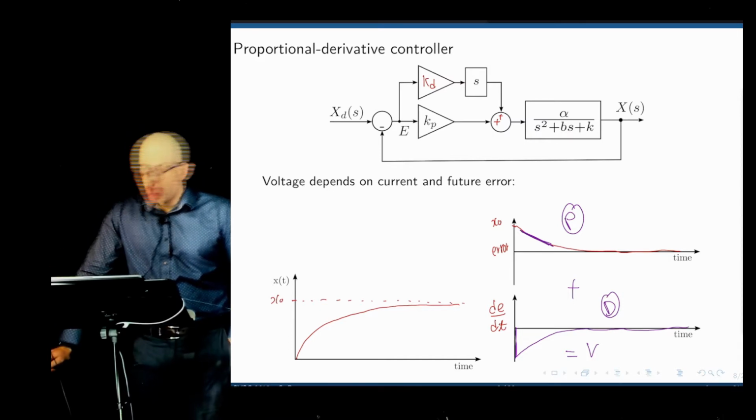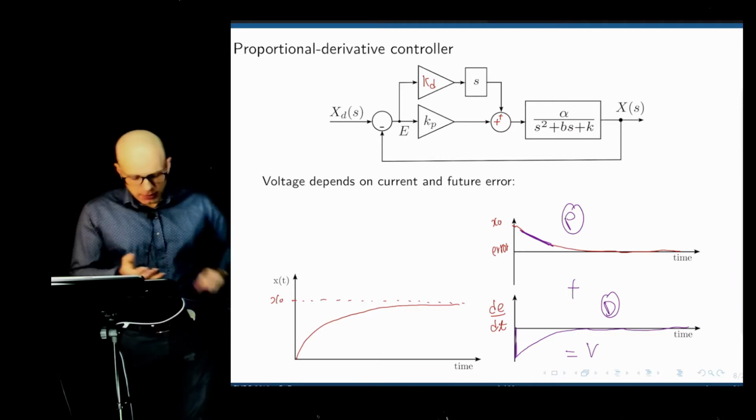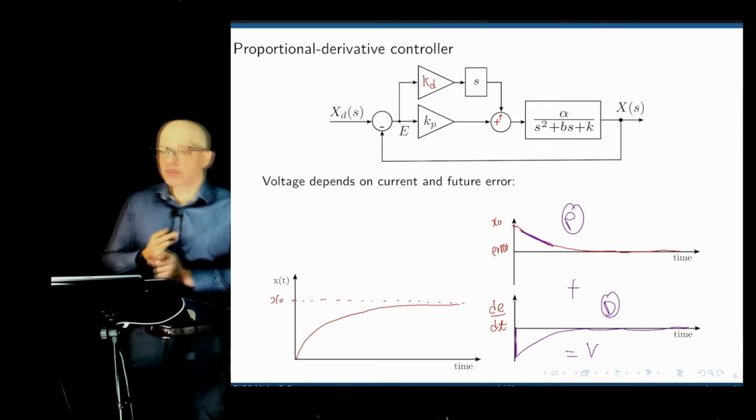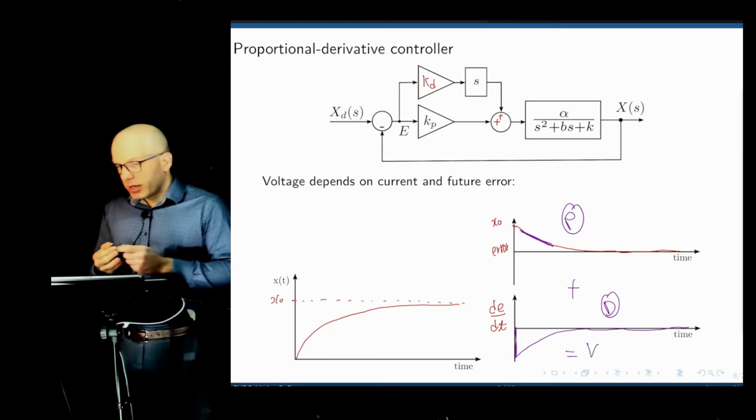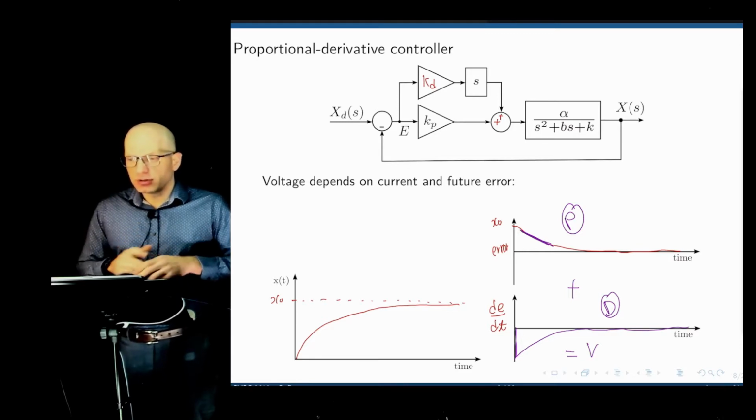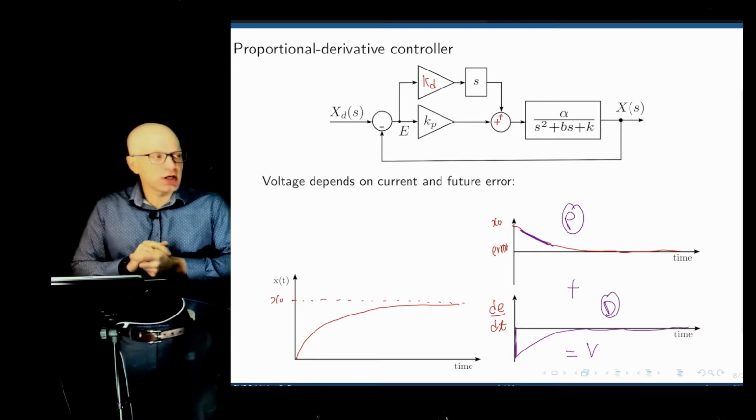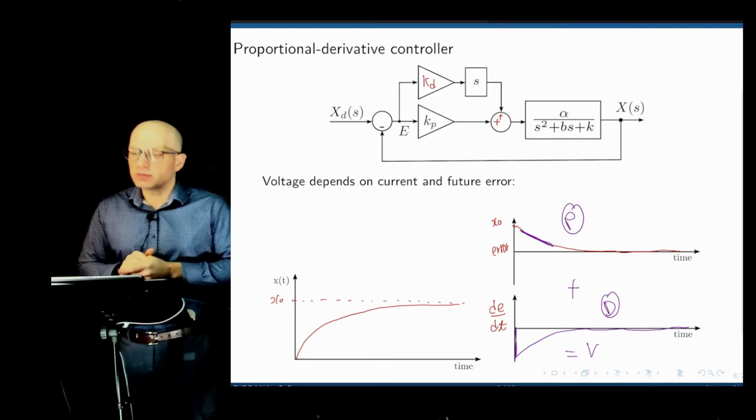Okay. Now, I think the idea behind the proportional and the integral is fairly easy to grasp. Is the concept of the derivative gain clear? Do you understand why the derivative gain will eliminate overshoot?